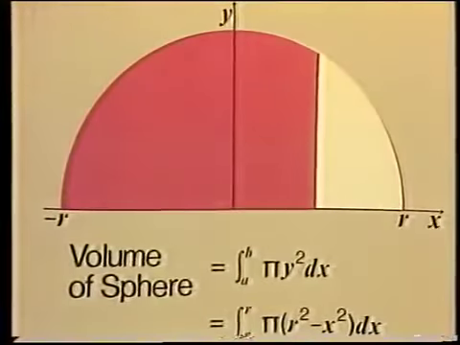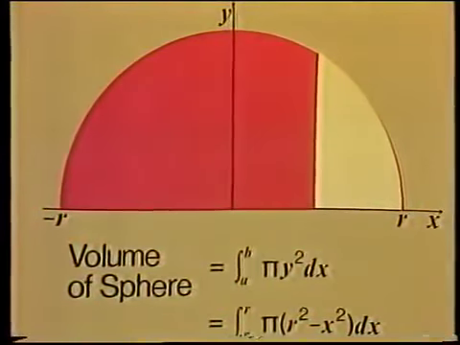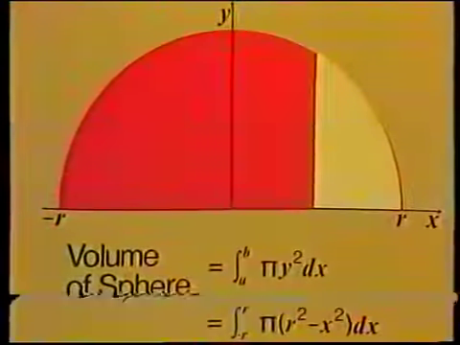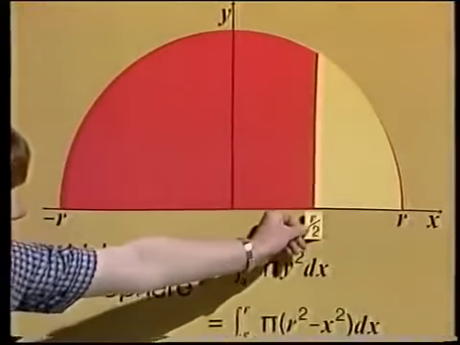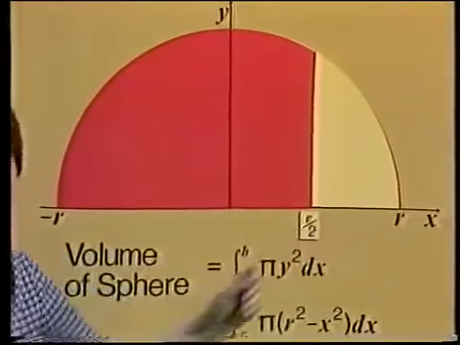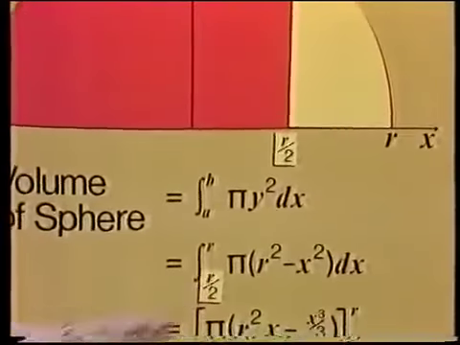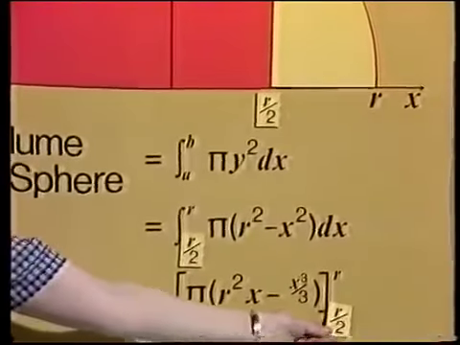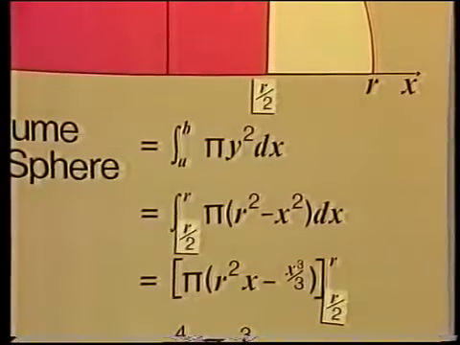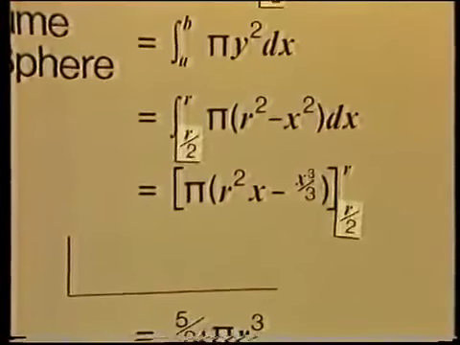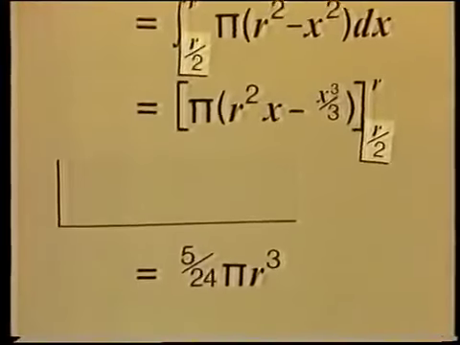So all we need to do is to alter the limits of integration in the integral that Dave has just evaluated. The limits of integration we need here are from r/2 to r. So I'll put them in here and here. We'll leave you to do the evaluation, but the answer is 5/24 of pi r cubed.